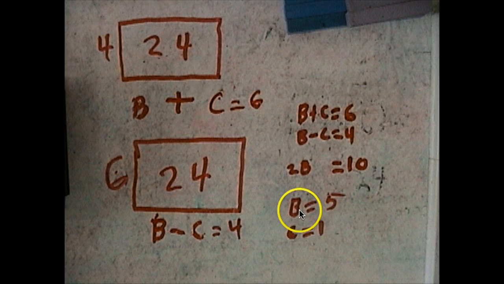And the way we do that is, once we find what b is, we put it back in there, and we can figure out that 5 plus 1 is 6, and 5 minus 1 is 4. Very simple, just solving for each variable, by isolating.